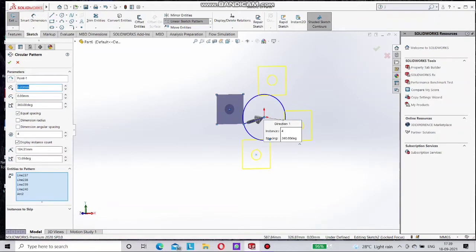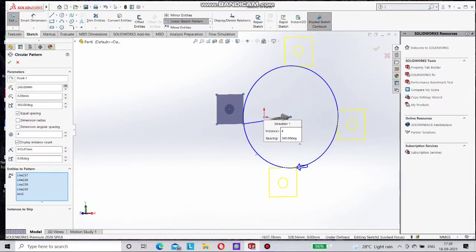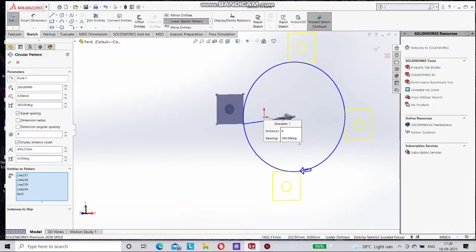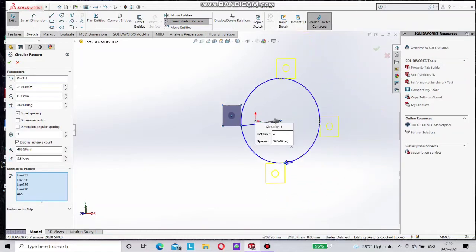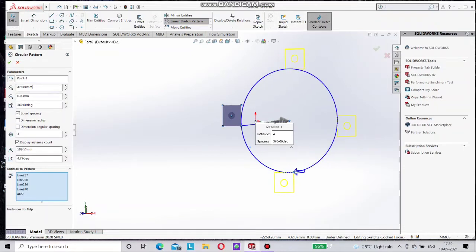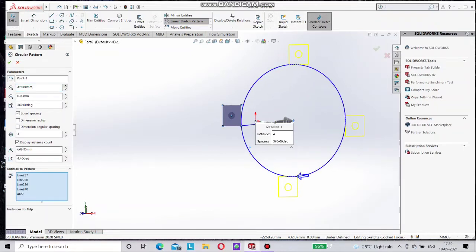The first row is to select entities here on the left side. Second is for distance in the x direction, the distance of the center point of the reference circle in the x direction. You can see here the radius of the reference point increases in the x direction.